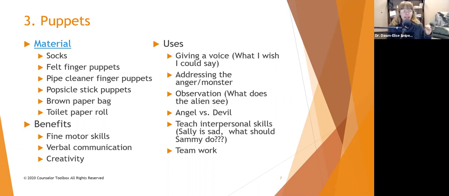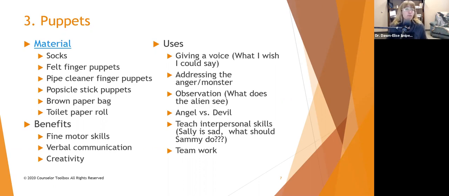Brown paper bags. Obviously, we're talking about the old-fashioned lunch bags. I personally don't like using these because most of the time these bags wouldn't be used unless I was using them for this. So I hate to kill the trees, but it is definitely an option where the bag folds is your mouth. And just like popsicle stick puppets, you can also use toilet paper rolls or paper towel rolls as your puppets and decorate those and bring them to life.